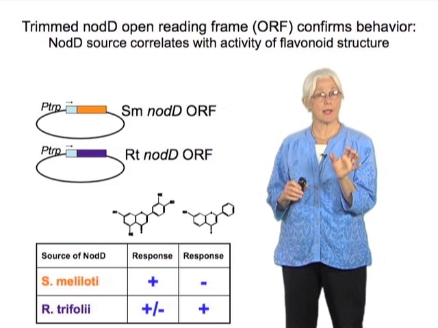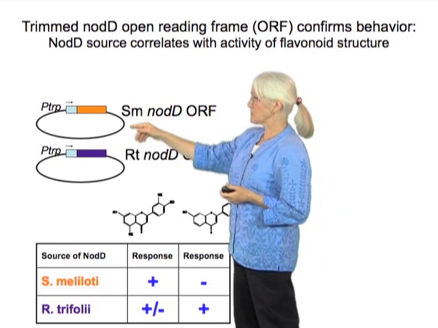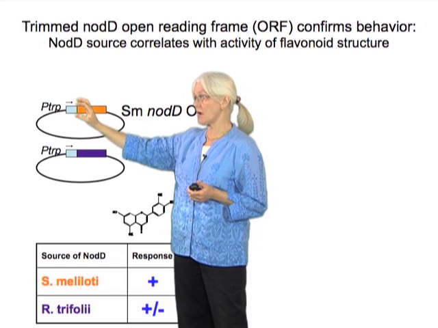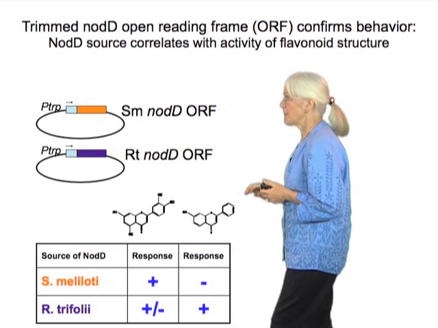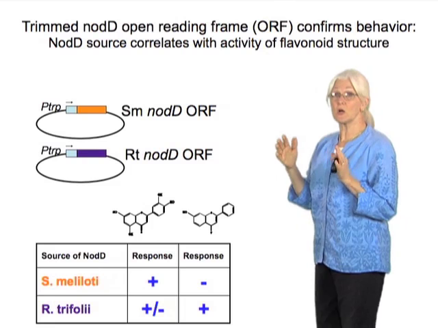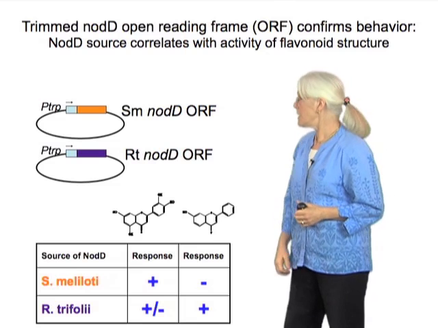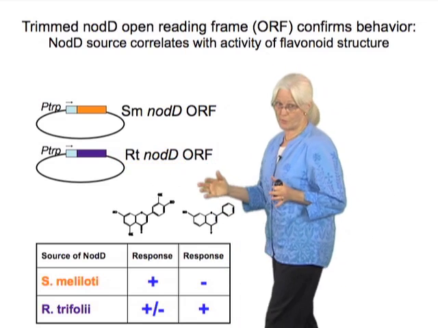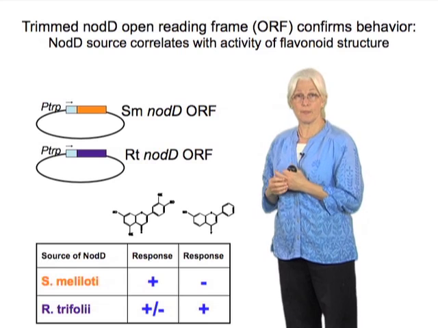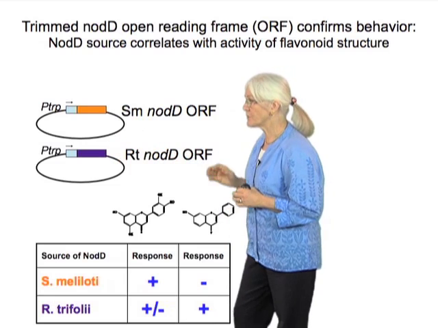Into that strain, we're going to place one or the other of these two plasmids. These plasmids have the same vector, so the same backbone. They also have a promoter that's exactly the same. It's a constitutive promoter that's highly expressed. What's different is that in this strain, we've got a gene that represents the trimmed open reading frame for NodD from Sinorhizobium meliloti, which is the symbiont of alfalfa. Now, in this other plasmid, we have the trimmed open reading frame of NodD from Rhizobium leguminosarum trifolii, which is the symbiont of clover. So everything is the same except the actual amino acid sequence of the two NodDs.